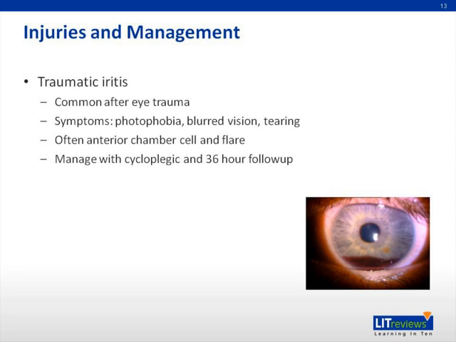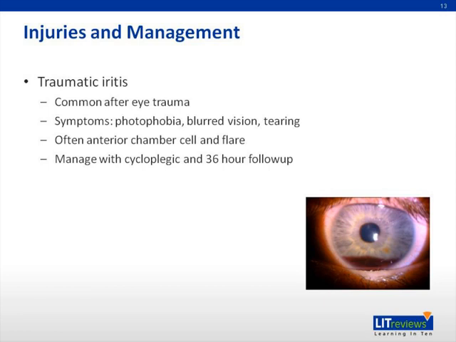Traumatic iritis, very common after eye trauma. It's more of a kind of symptomatic diagnosis. At times it's hard to find real objective physical signs aside from the cell and flare seen in the anterior chamber. The patient will complain of photophobia, maybe have some blurred vision, certainly have some tearing. When you look at the anterior chamber with a slit lamp, you'll just see white cells, just a sign of inflammation in the anterior chamber. You want to manage this with a cycloplegic and have them seen again in 36 hours by an ophthalmologist.